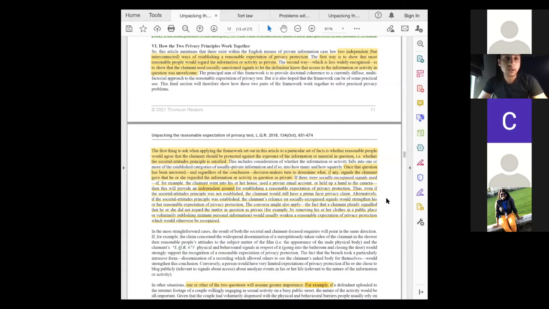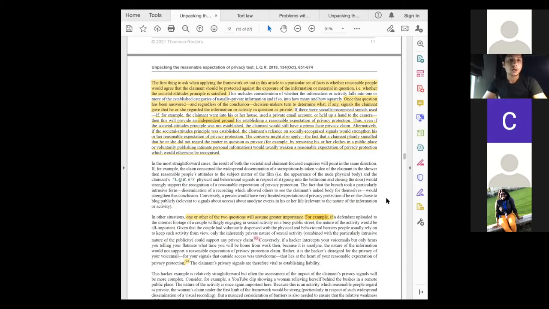She says that this article maintains that there exist within the English misuse of private information case law two independent but interconnected ways of establishing a reasonable expectation of privacy protection. The first way is to show that most reasonable people would regard the information or activity as private. This is the first principle. The second way, which is less widely recognized, is to show that the claimant used socially sanctioned signals to let the defendant know that access to the information or activity in question was unwelcome. The principal aim of this framework is to provide doctrinal coherence to a currently diffuse multifactorial approach to the reasonable expectation of privacy test, but it is also hoped that the framework can be of some practical use. This final section will therefore show how these two parts of the framework work together to solve practical privacy problems. And this is the most important paragraph.